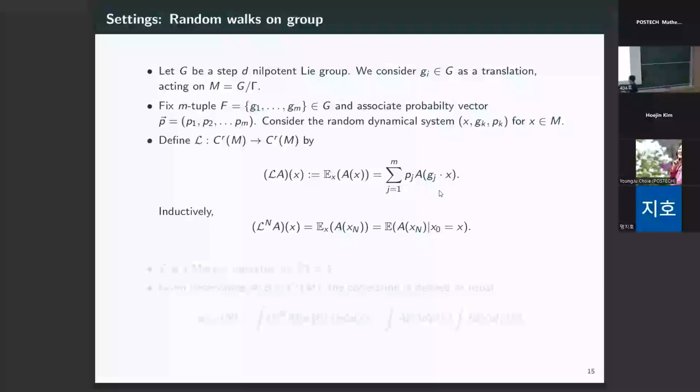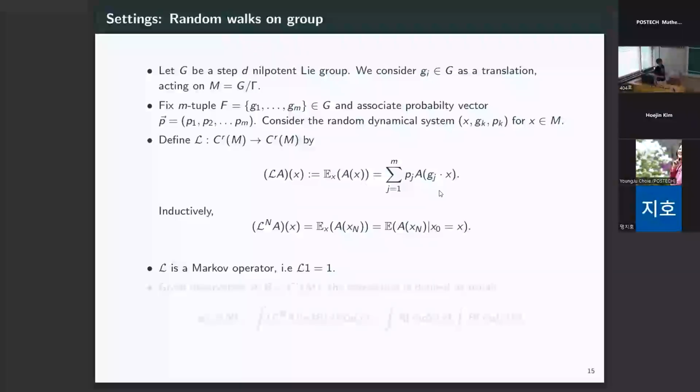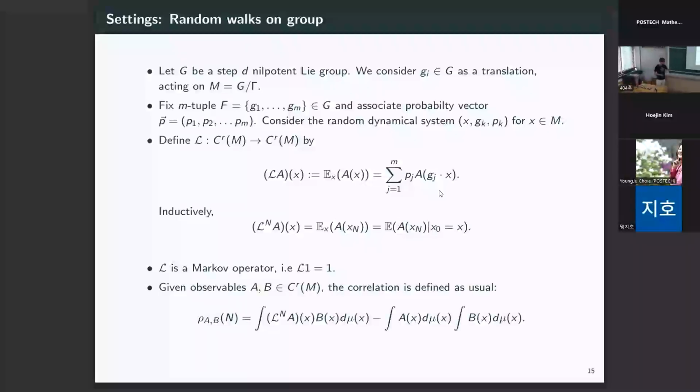And now we want to find some nice bound for this operator, the iteration of this operator. So this kind of operator is called Markov operator. And now the correlation function is defined in the same way. But now the difference is that L is an operator, it's not T. In the previous case, we just composed the T with the A, but now we will just apply L n times.